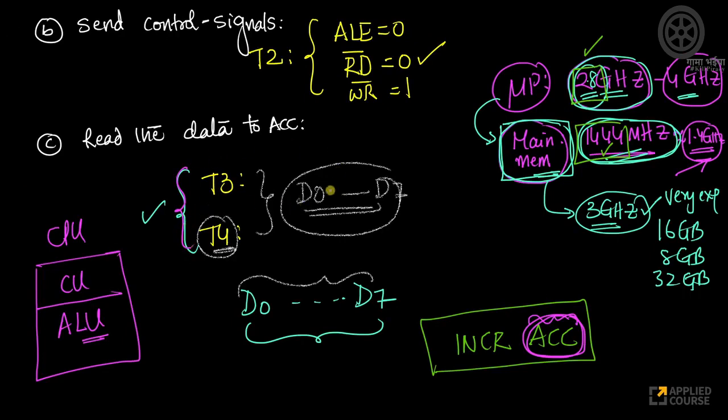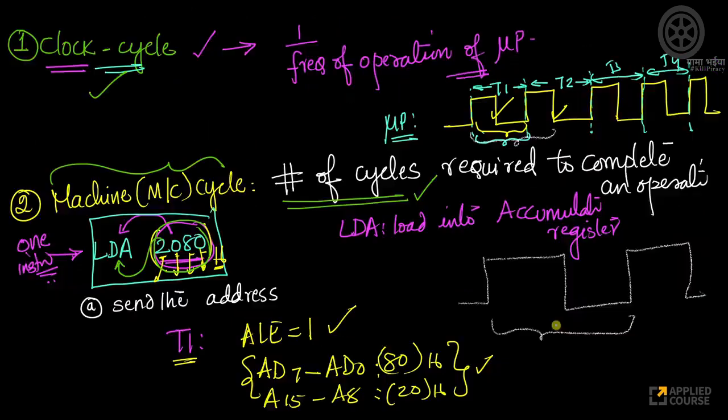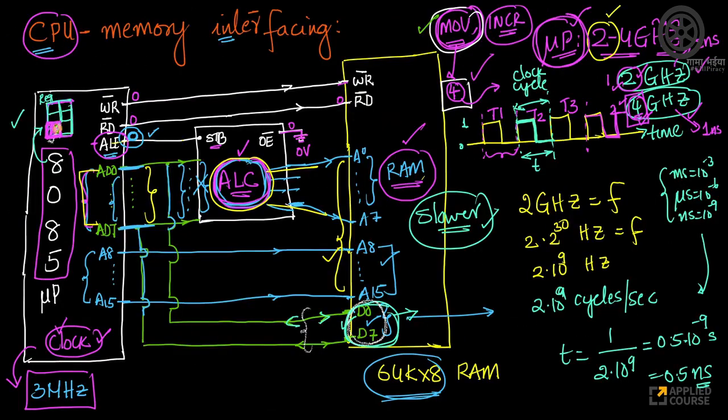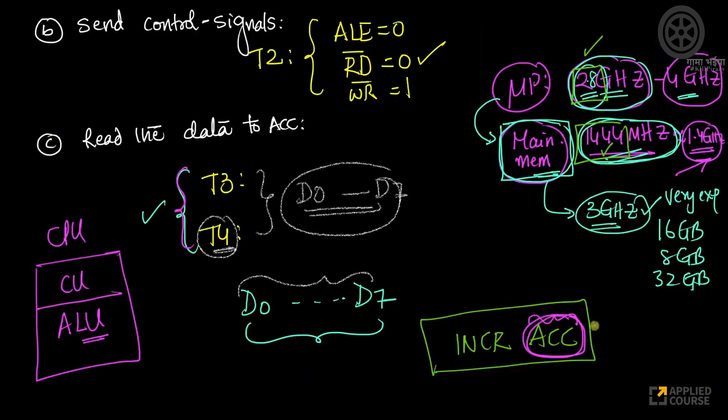data, and RAM is a slower device. All of that I don't have to do, because the data is already there in the accumulator, and I can access the accumulator almost at the same speed at which my processor is operating. So in one clock cycle I can access this, and I can increment it in probably 1 or 2 clock cycles, depending on the architecture of the microprocessor itself.